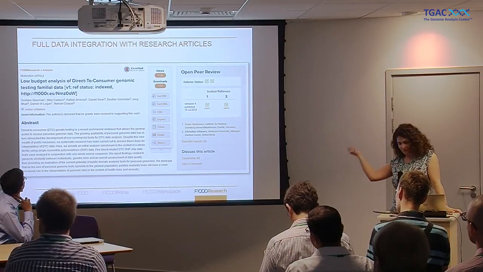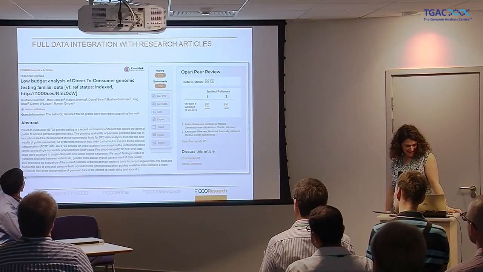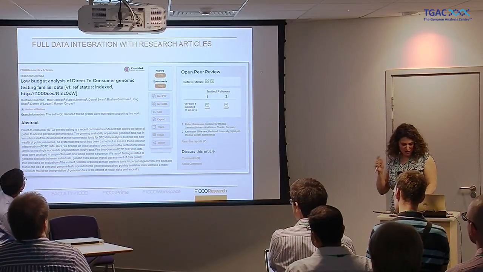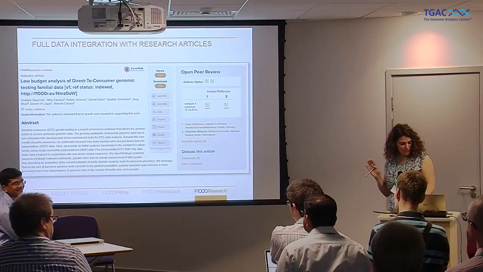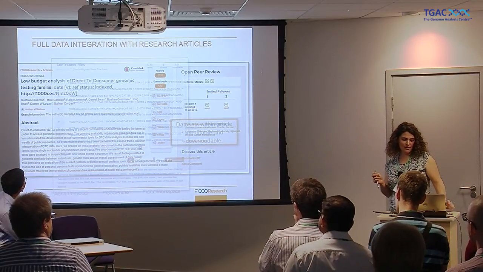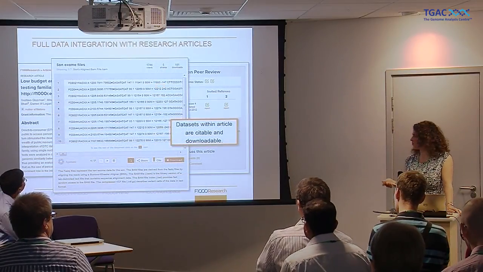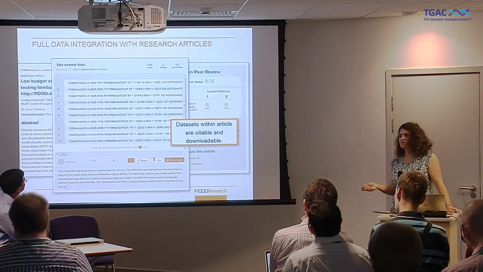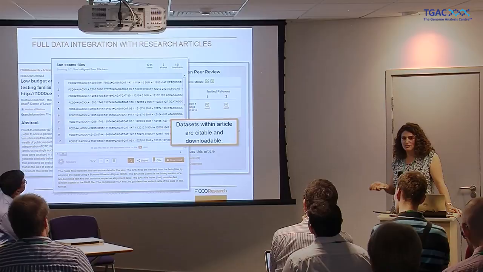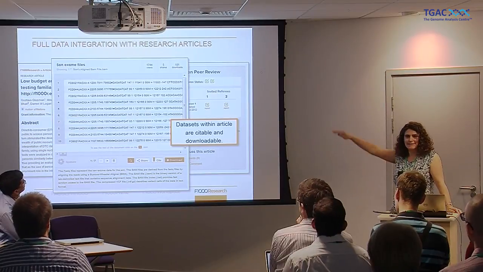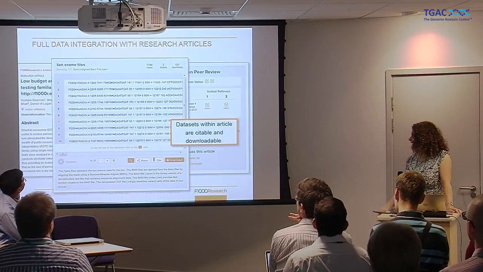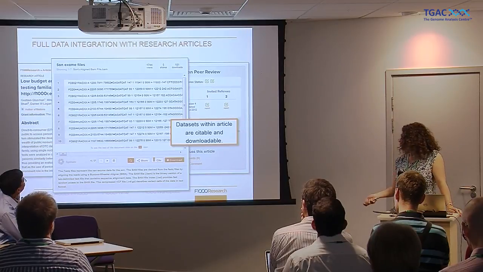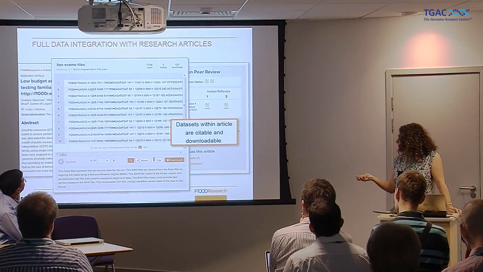This is a paper from a while back, and it's a good example. For all the data that we have, we work with a number of groups, Figshare is one of the main ones, to enable the data itself to be previewable within the article. So you don't have a link that just says it's over there, go and have a look at it. This is a really big data set, about 11 gigabytes, I think. But you can preview it.